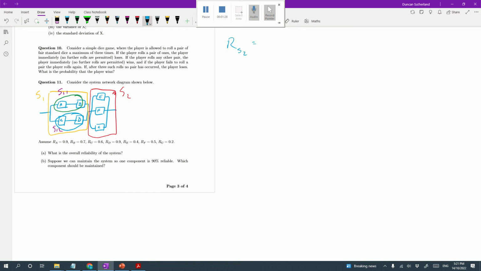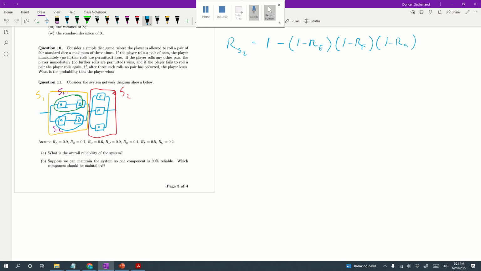And let's just do the reliability of system 2. Because it's parallel, we multiply. We've got this result that the unreliability is a product of the unreliabilities. So unreliability is the complement of reliability. So 1 minus the reliability of E times 1 minus the reliability of F times 1 minus the reliability of, what's that, G.